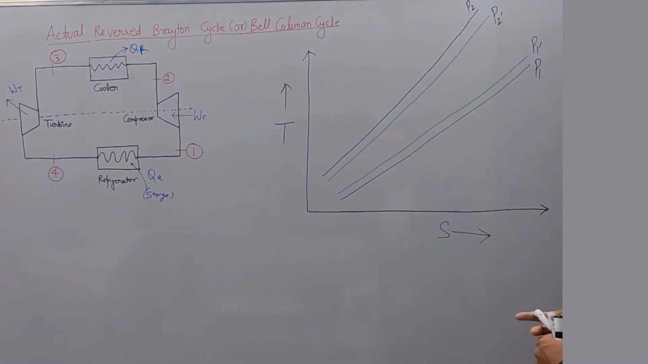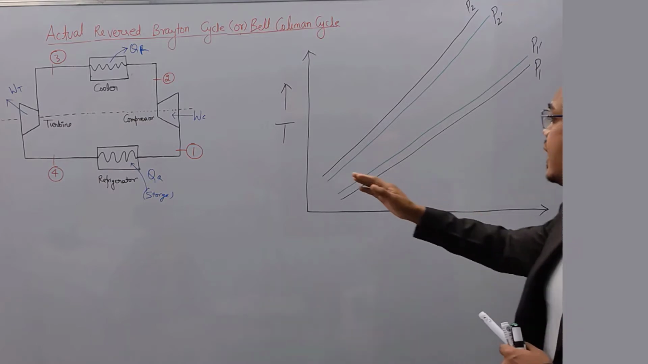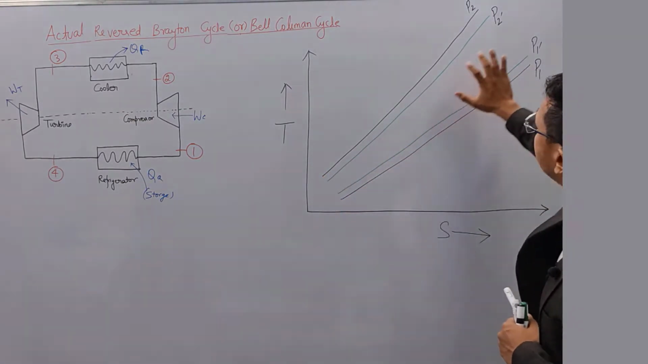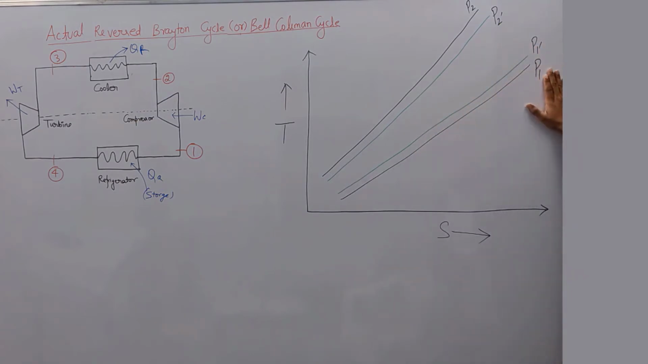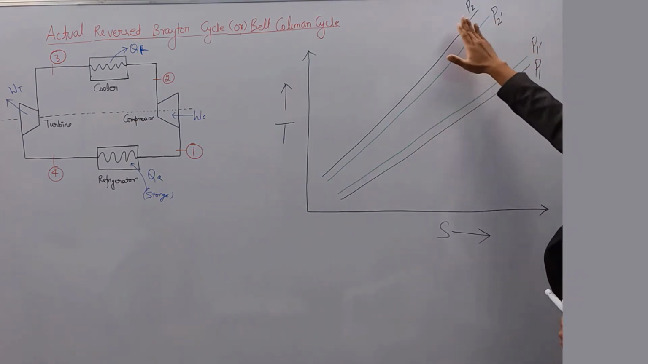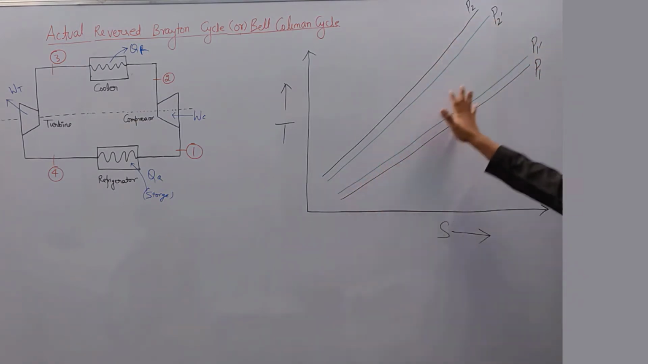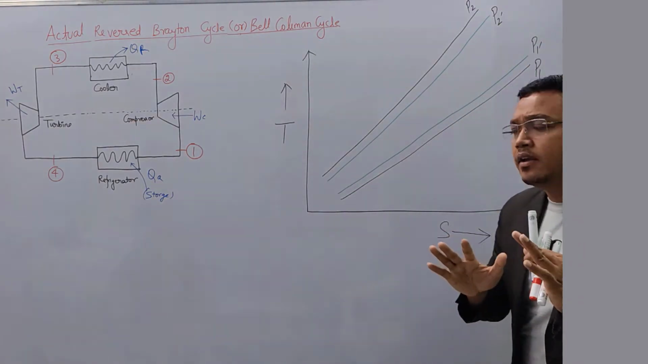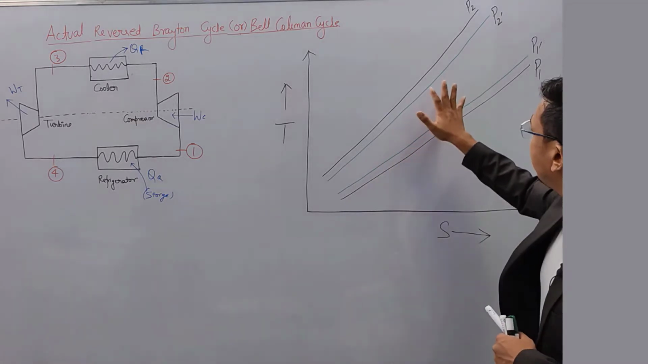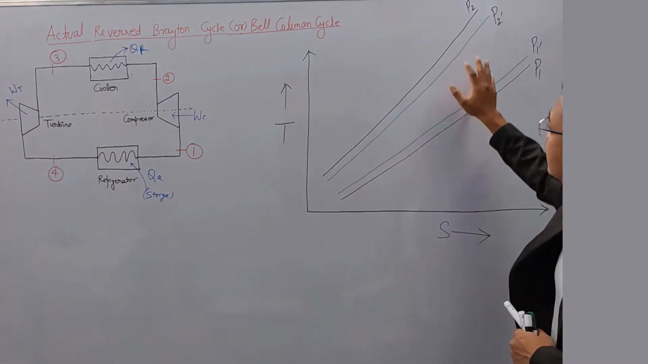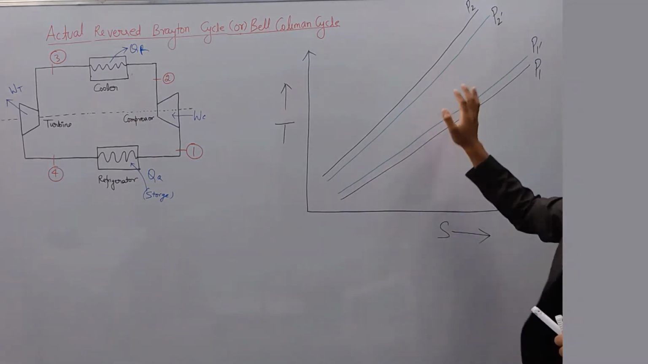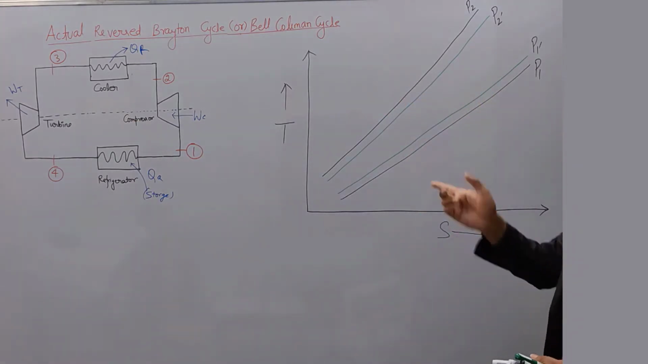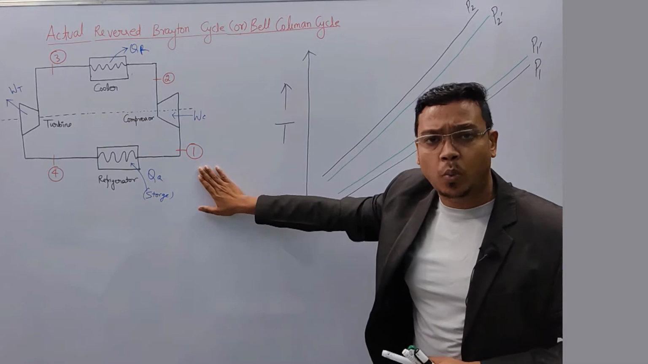Okay, let's see here. This is the TS diagram, and these are the constant pressure lines: P1, P1 dash, P2, P2 dash. These are the constant pressure lines. And I told you in the last video that as these lines go up, there will be a divergence. These lines are diverging. So let's start from point number 1.